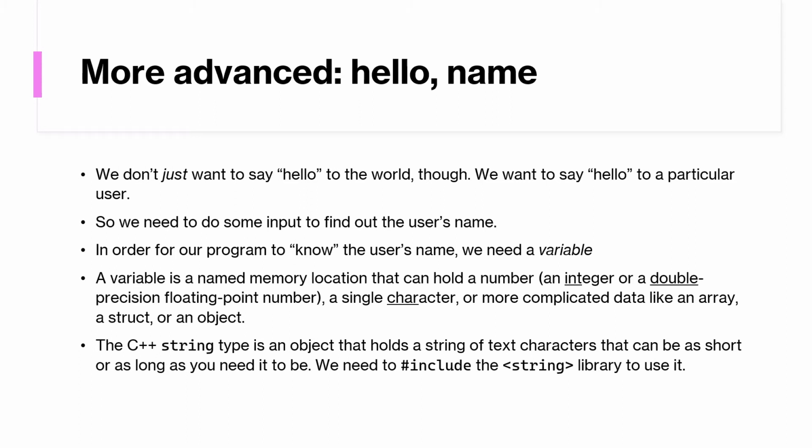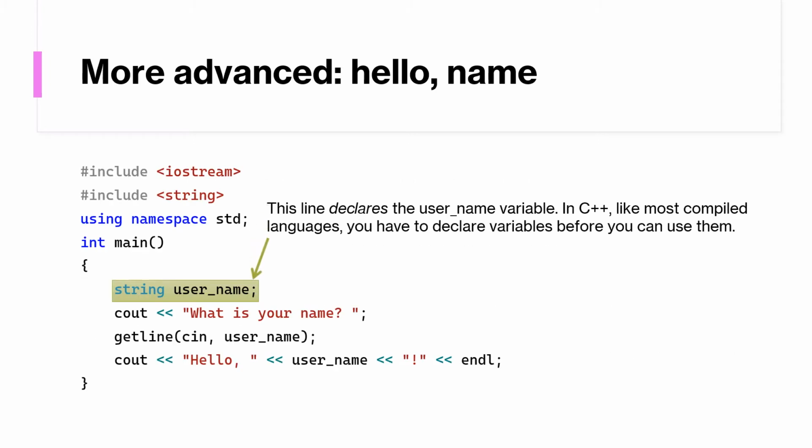Or an object, okay, which, as we said, are these little subprograms that bundle together data and the methods for working with that data. C++ has a string type that is an object that holds a string of text characters. That string of text can be as short or as long as you need it to be. You don't have to set a particular size for it. But we do need to #include the string library to use it. So let's see what this program looks like.